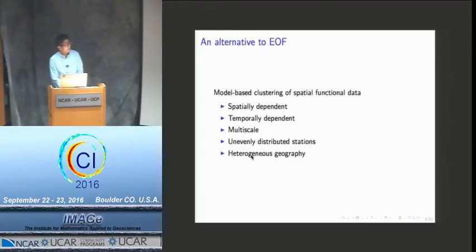As we know, precipitation data has some special characteristics. Precipitation data are usually spatially and temporally dependent. They are multi-scale, unevenly distributed, and heavily related to the local geography. So we decided to develop a model-based clustering of spatial functional data as an alternative to EOF.